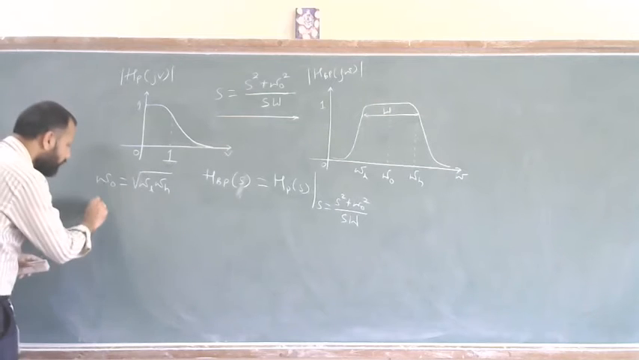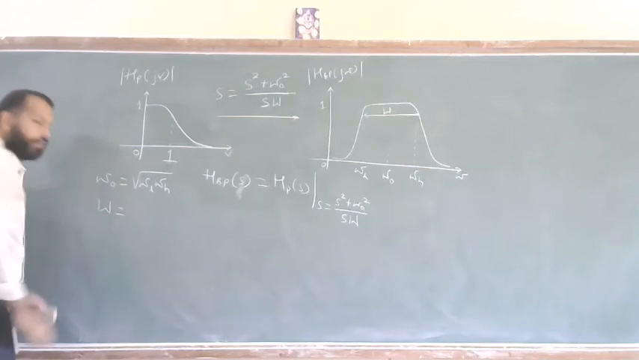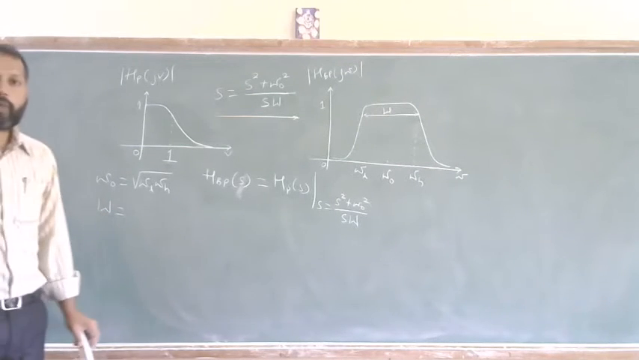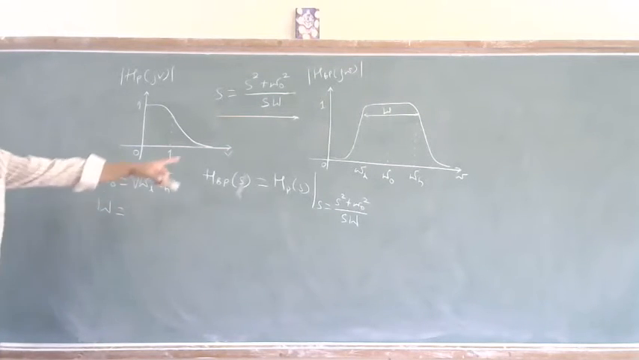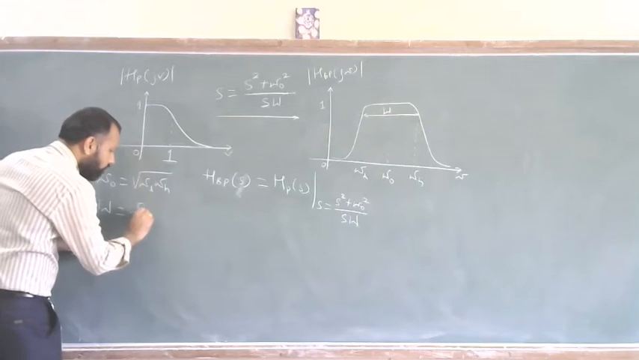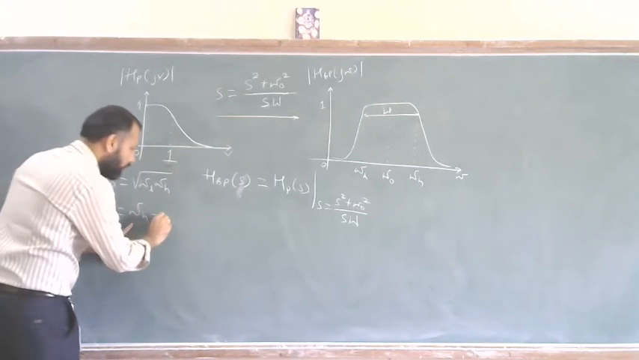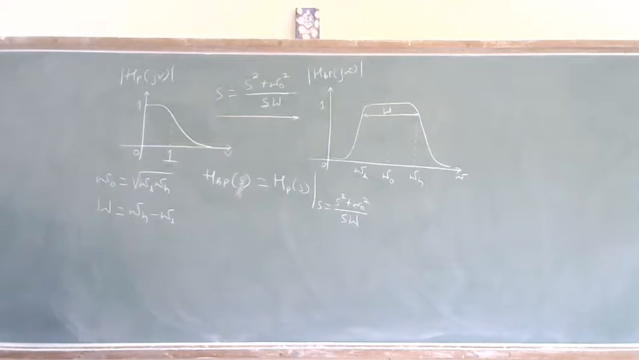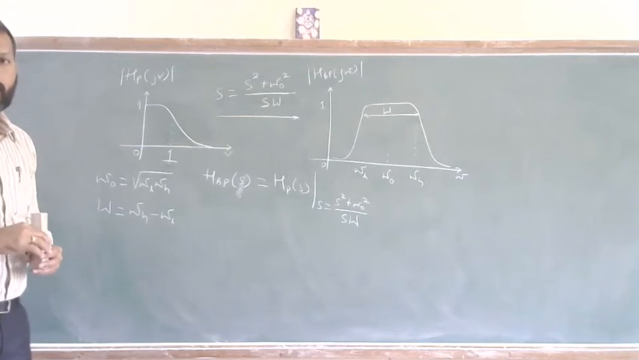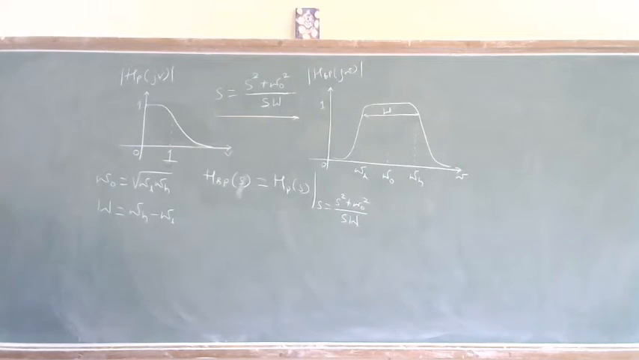And the passband bandwidth, capital W, is the difference between the higher cutoff frequency omega H minus omega L. The difference between the higher cutoff frequency and the lower cutoff frequency will give us the passband bandwidth, capital W. Is it okay? Are you all following?